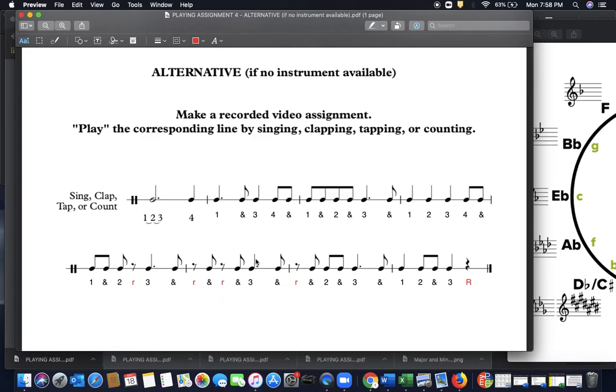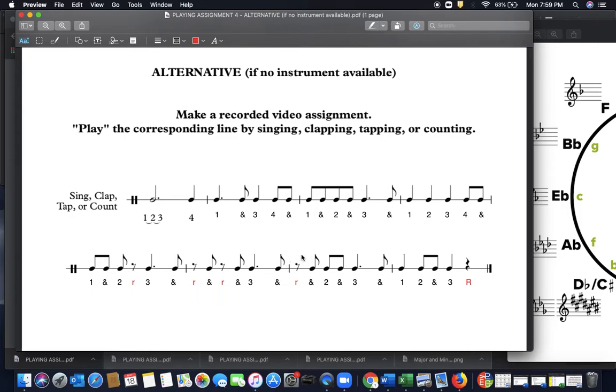So if this is the pulse, we're going to think 1 and 2 and 3. But we can't say that 1 and 2, we have to have those be rests. So here's another way of thinking about it. Rest and 3. Or if I don't say anything for the rest, it would sound like this. Ready and go. And 3.